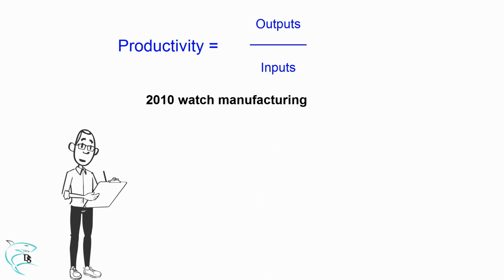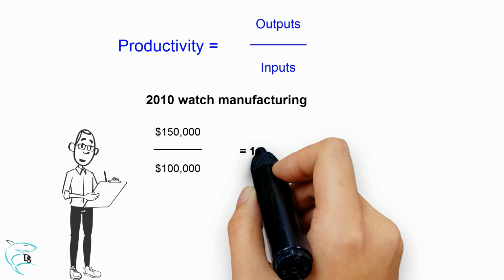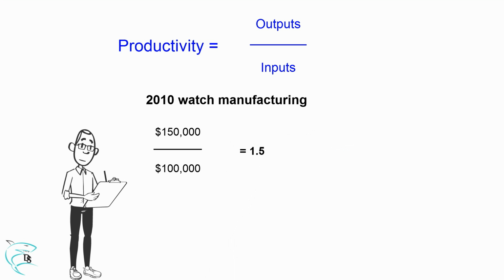Let's say, for example, that you own a company that started making watches in 2010. Between labor, material, capital costs, and other expenses, it costs you $100,000 to make your shipments. You sold that merchandise for $150,000, making $50,000 of profit. When you divide $150,000 by $100,000, you get a productivity score of 1.5. That's not bad.